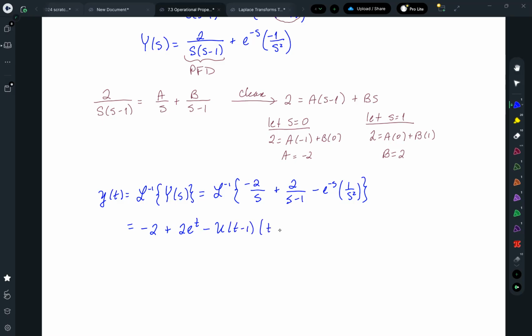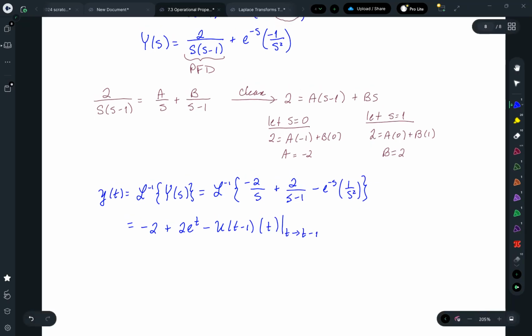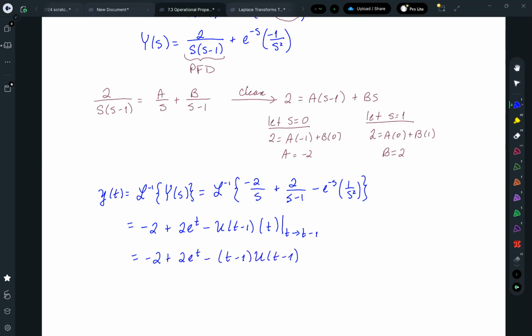The Laplace inverse of 1 over s squared is t, where t has to go to t minus 1. We have to get that shift, okay? And so our final answer will be minus 2 plus 2e to the t minus, in parentheses, (t minus 1) times u of t minus 1.